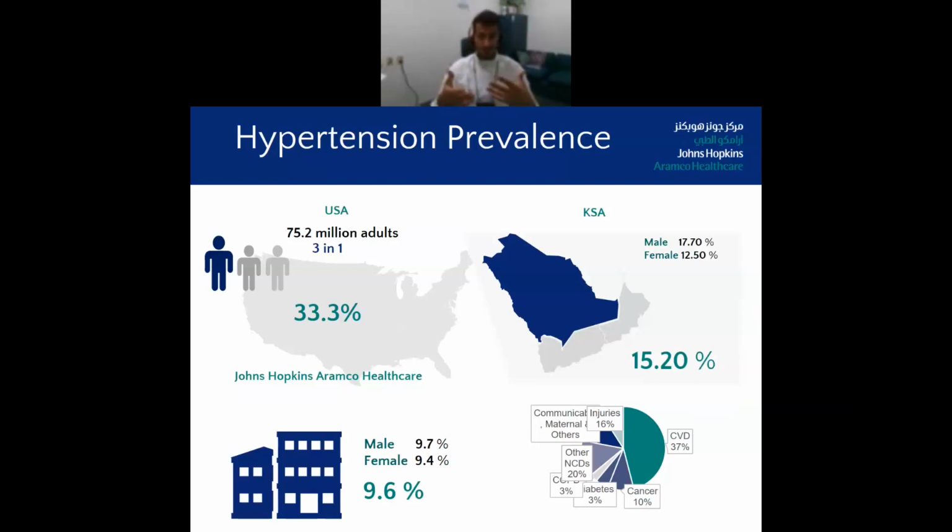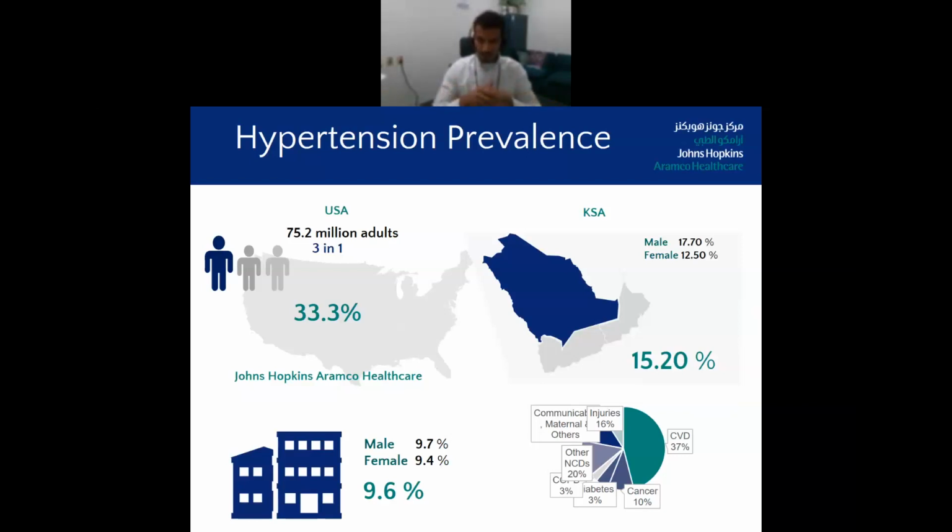17.7%. The males are 17% hypertensive, whereas the females are a little bit lower than that, at 12.5% of the females in Saudi being hypertensive. In Johns Hopkins Aramco Healthcare, in our hospital here, 9.7% of the males are hypertensive, and among the females, 9.4% of those who take their care from Johns Hopkins are hypertensive.